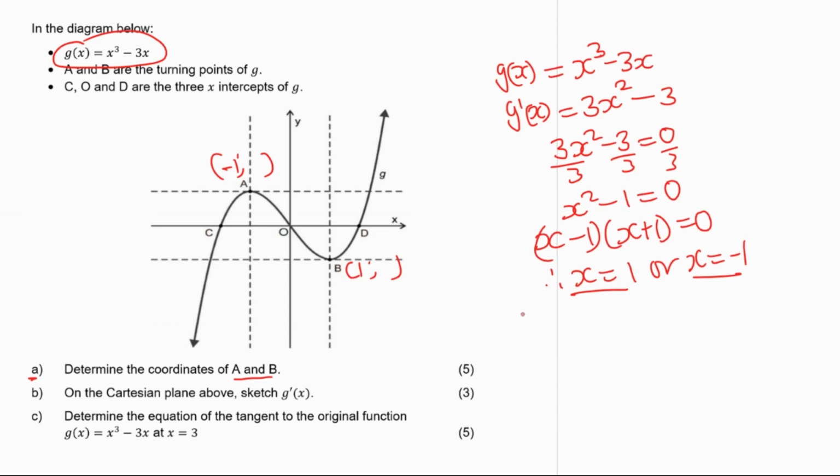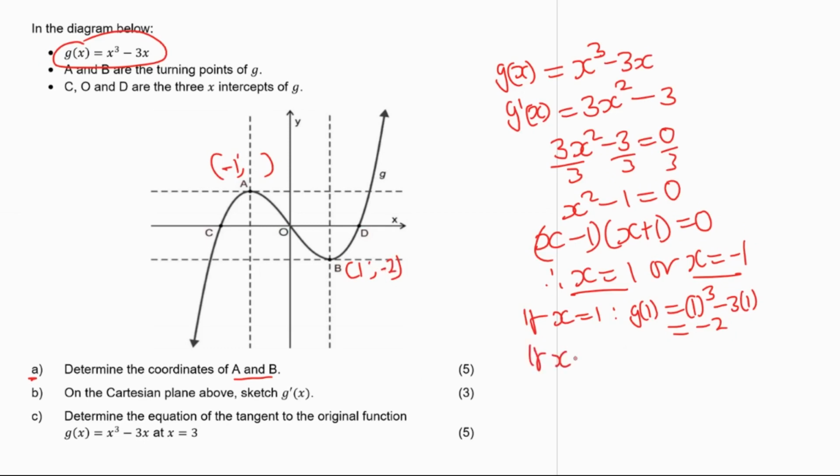So let's start with 1. If x is equal to 1, therefore g of 1 is going to be 1 cubed minus 3 times 1. Then what do we get? We get negative 2. This is negative 2 here. These are the coordinates of B.